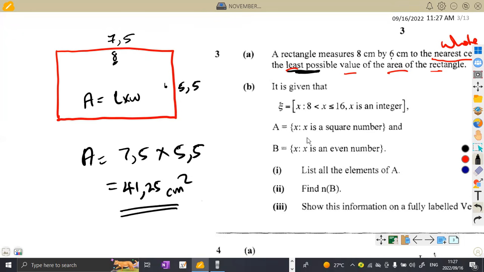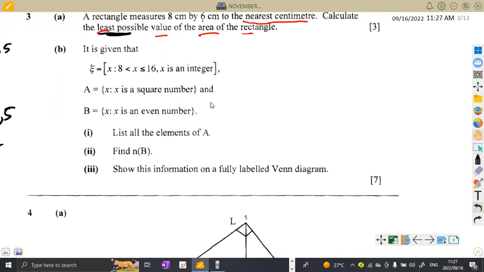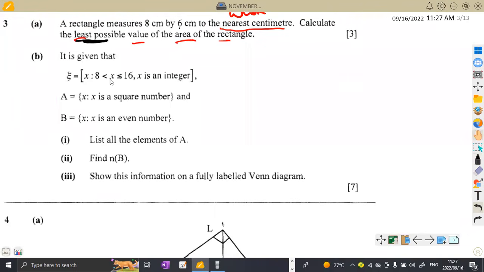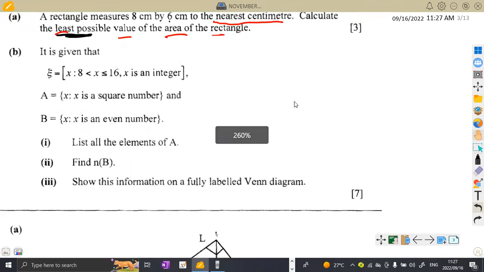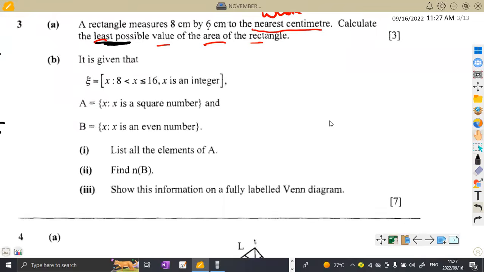So let us move on to the B part. It's a set. That's a set here. It is given that the universal set has got elements. Take note, guys, how you are given this part. I'm just going to zoom a little bit. Let's hope it's not going to affect just a little bit. All right, something like this.